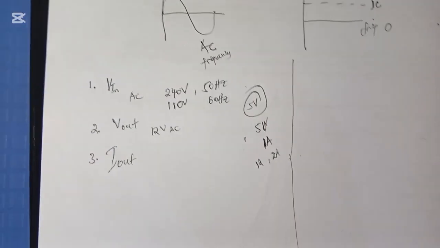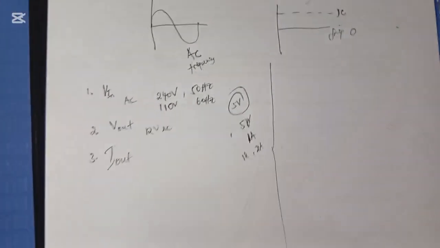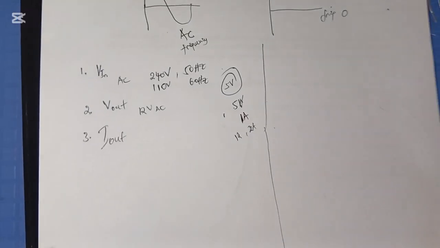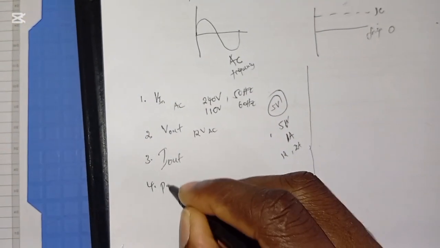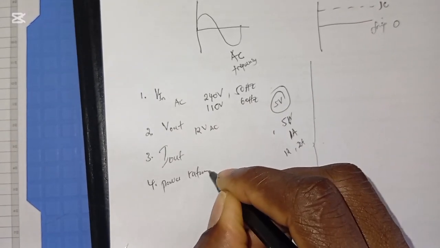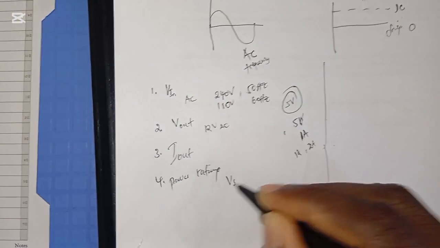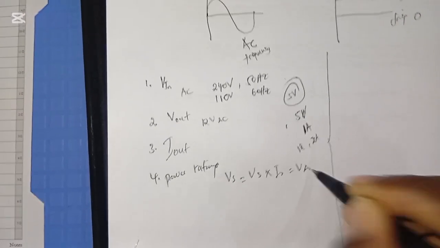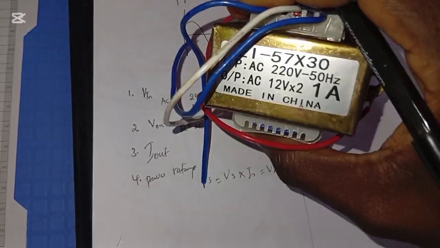Because if the load is draining more current, the components will start overheating and there is a risk of burning. So always consider that the current rating should be slightly higher than the output current the load is going to drain. Then you have to consider the power rating of the transformer. This can be calculated simply. We are not going into details here. For the transformer, we are not going to calculate anything because the manufacturer has already made things easier for us, as you can see.